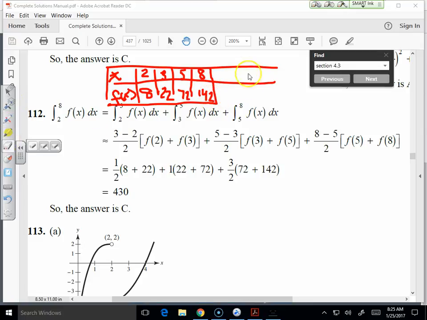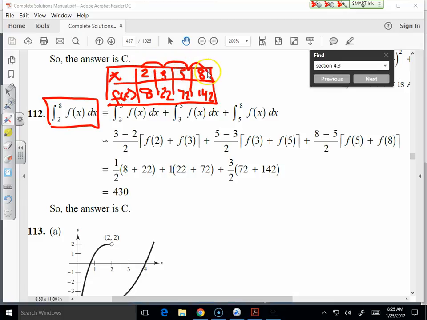Okay, kiddos, they gave you a table and they said trapezoids, using the subintervals as shown. So wait a minute. Subintervals. Here's what's going on. You're trying to approximate from 2 to 8 of a function. You know the heights at 2, at 3, at 5, and at 8. If they say use the subintervals, how many trapezoids am I making? 4. No, 3. A trapezoid between 2 and 3, a trapezoid between 3 and 5, and a trapezoid between 5 and 8.